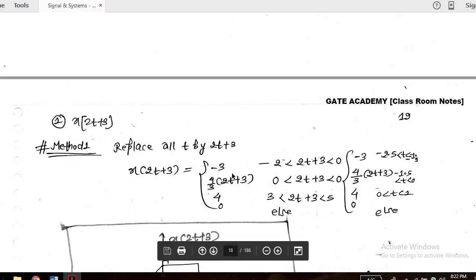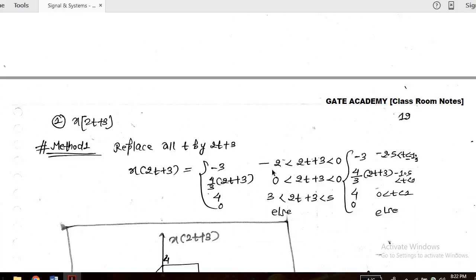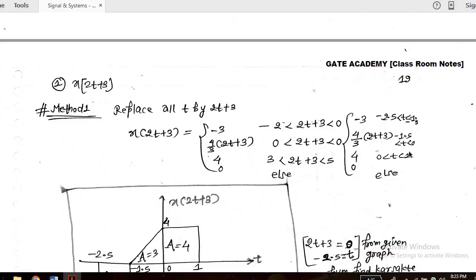Now we just simplify. Minus 3 is the amplitude, and in the time range, minus 2 less than 2t plus 3 less than 0. For this inequality, you subtract 3 on all sides, then in the middle you are going to get only 2t. Next you divide by 2 on all three sides, then you get t. Our aim is to get t in the middle: minus 2.5 less than t less than minus 1.5. So this is the new range.